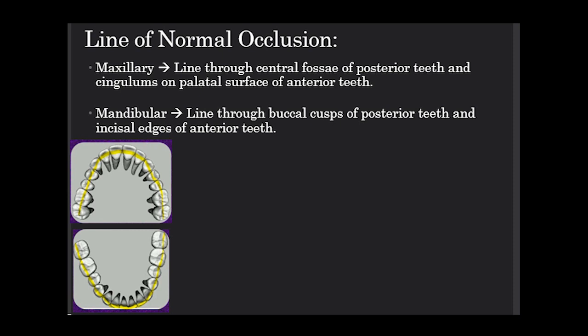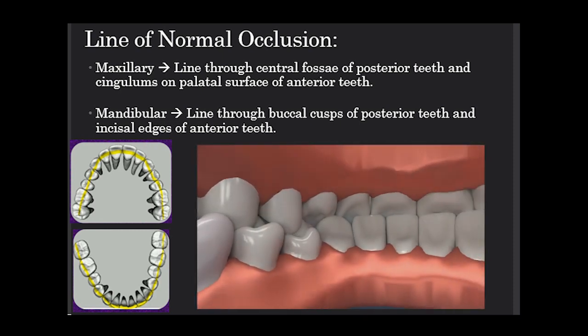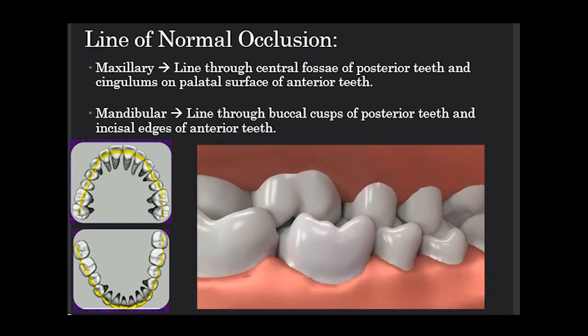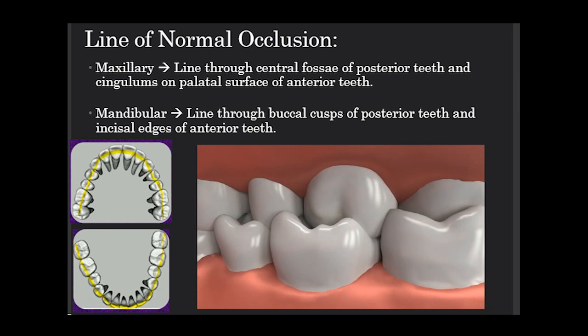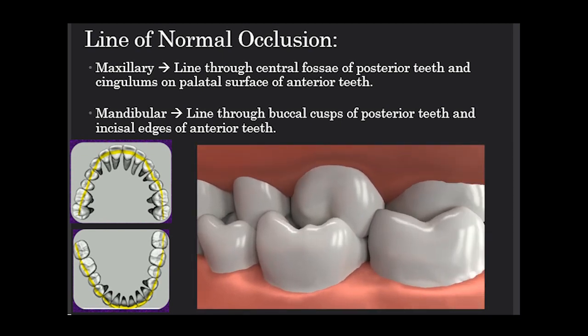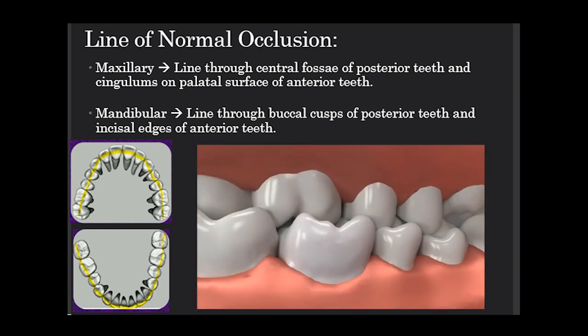In the maxilla, a normal line of occlusion runs smoothly through the central fossa of the posterior teeth and continues along the cingulums on the palatal surfaces of the anterior teeth. In the mandible, this line of occlusion runs smoothly through the buccal cusps of the posteriors and continues along the incisal edges of the anterior teeth. Now that we know what the desirable relationships between teeth are, we can now understand the abnormalities, malocclusion.